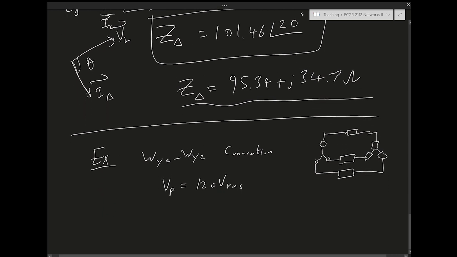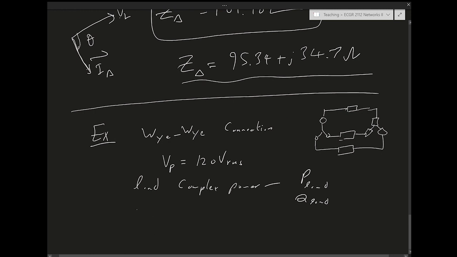Right, and then we solved this already. So what we want to do is use the values that we solved already to get the load power, the load apparent power. Let me say it this way: the load complex power, which is going to give me P load and Q load, and then the source complex power, which is going to give me P source and Q source.